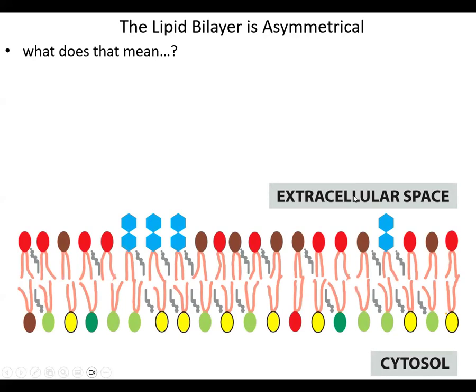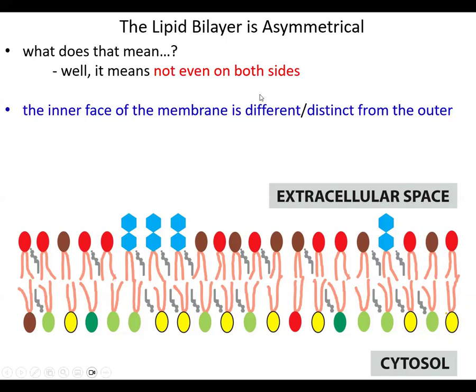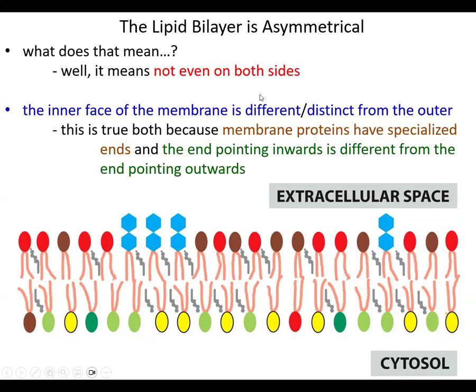If we're talking about the cellular membrane itself, what we mean is that the membrane components on the cytosolic face touching the cytoplasm are unique and distinct from the membrane components on the extracellular space, coming in contact with the outer world. So by asymmetrical, we mean not even on both sides, distinctly different. And the inner face of the cell membrane is distinctly different from the outer face, and that's intentional.